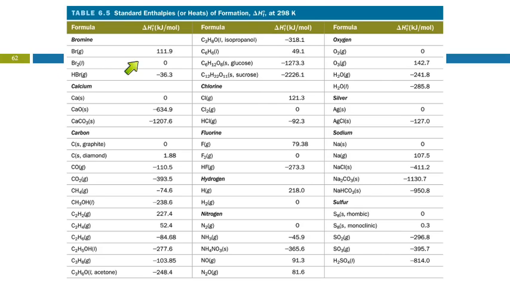Bromine atoms have a different heat of formation, because that's not how bromine is normally found. So in order to get bromine atoms in the gas state, there would be an enthalpy change of 111.9 kilojoules per mole. So as we look through this table, anytime you see something with a heat of formation of 0, that's the element in its standard state. Okay. Here, carbon has two different common forms, graphite and diamond. And so graphite is the standard state, and diamond is slightly different.